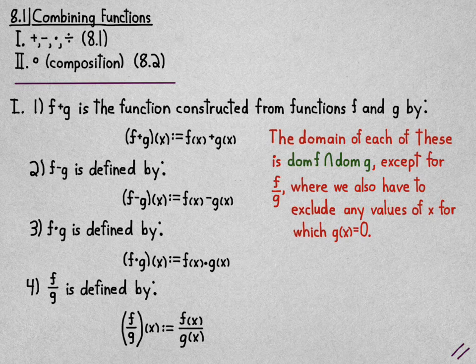Okay? Now f over g, you still would take the intersection of the two domains, but you would also have to exclude any values of x for which g of x is 0. So say g of x was x minus 1. You'd have to exclude the point x equals 1, even if it was in the domain of f and the domain of g. In other words, it's not in the domain of f over g, because you can't divide by 0. So that's the first little clip on that. The second one has examples written out.